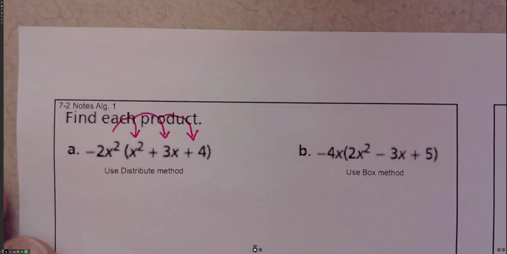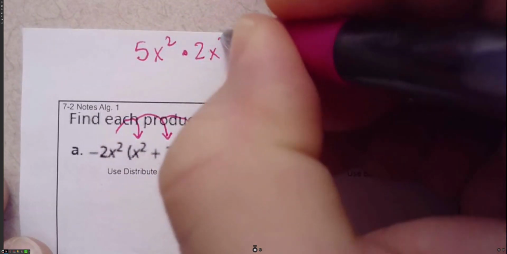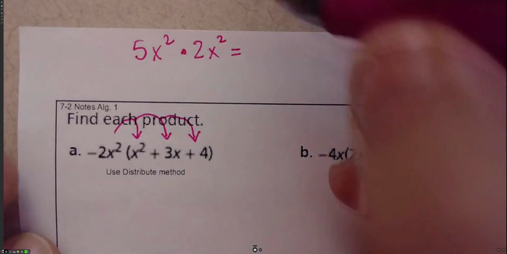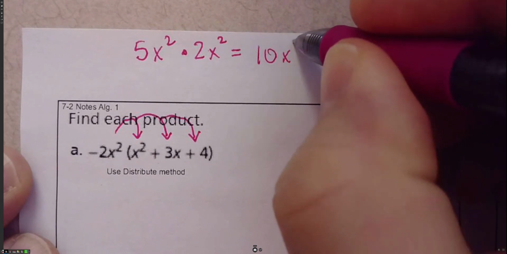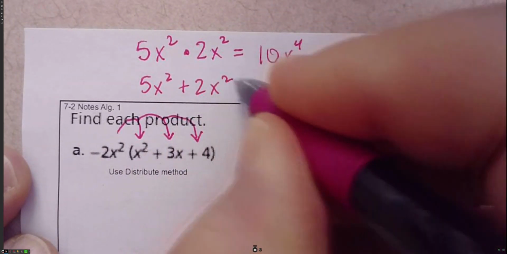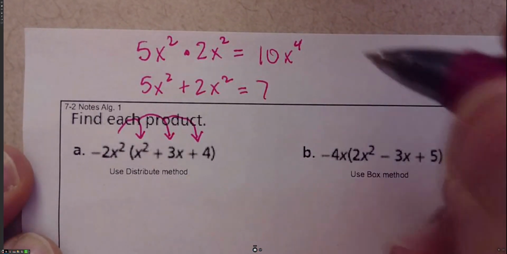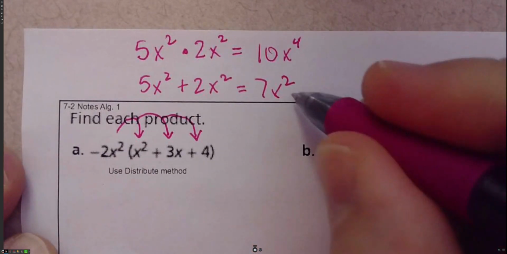Here's a side note that we kind of have to remember. If we have 5x squared times 2x squared, what does that equal? 7x squared? No. 10x to the fourth power. If I have 5x squared plus 2x squared, 7x squared.